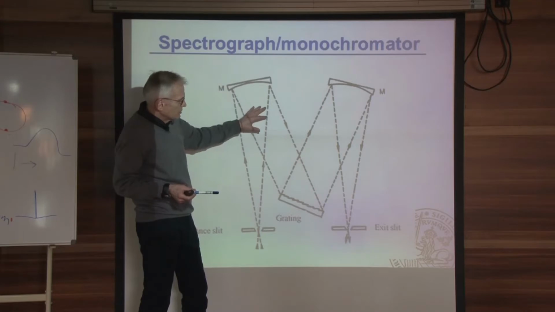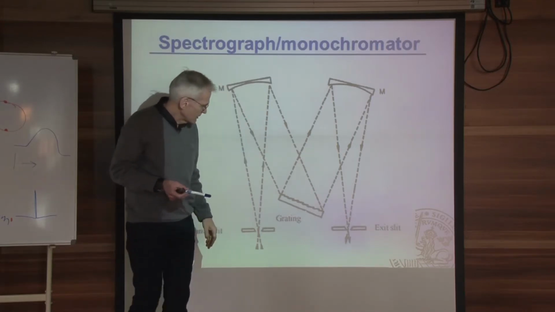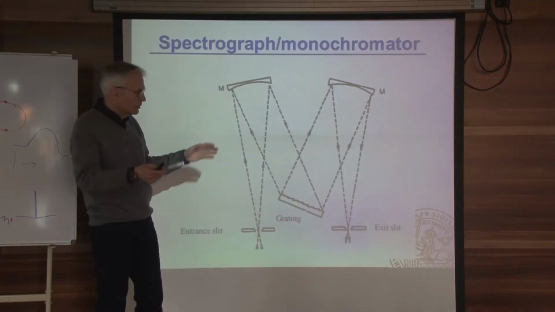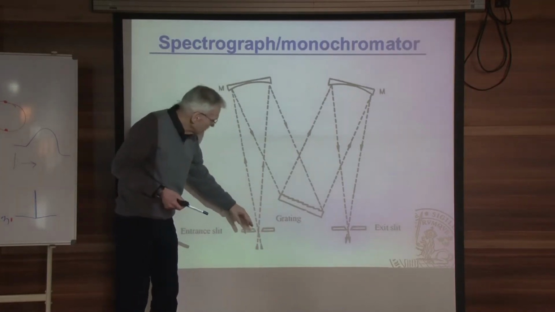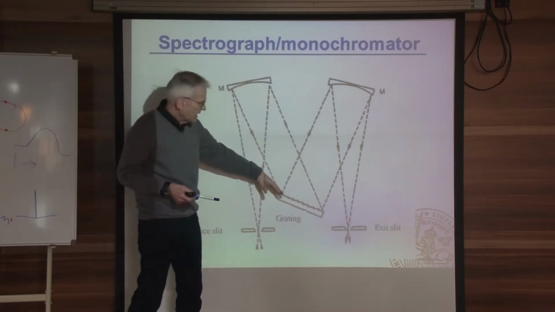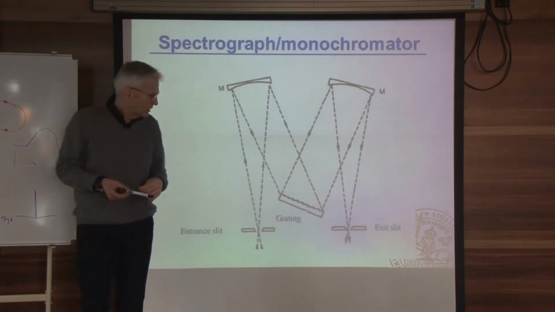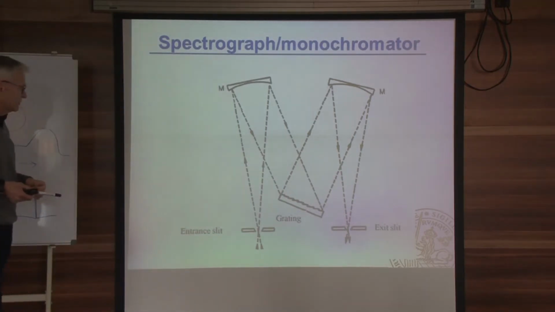And these are commercially available, and you can also build them. I mean, it's not that difficult. You just have a big box. You have a slit, two spherical mirrors and a grating. Then you can build your own spectrograph or spectrometer.